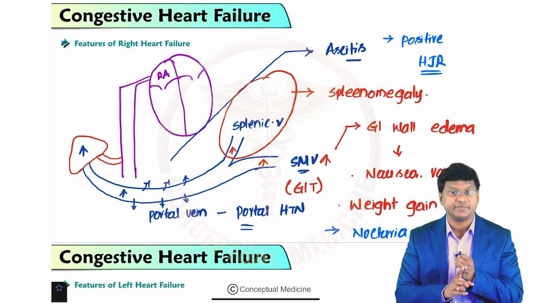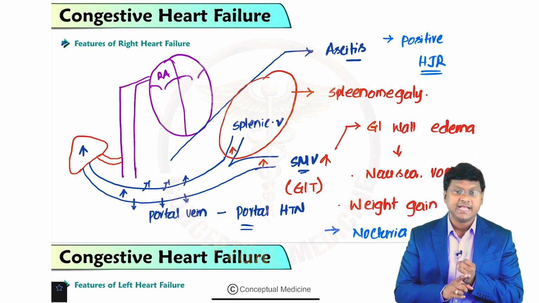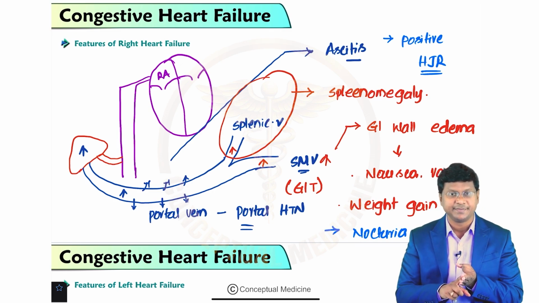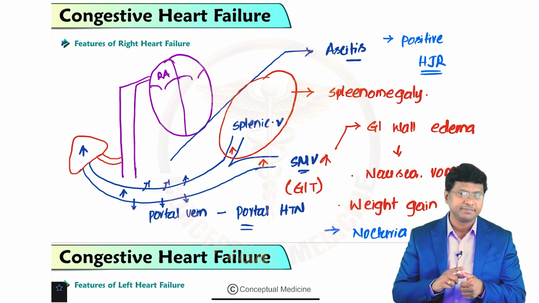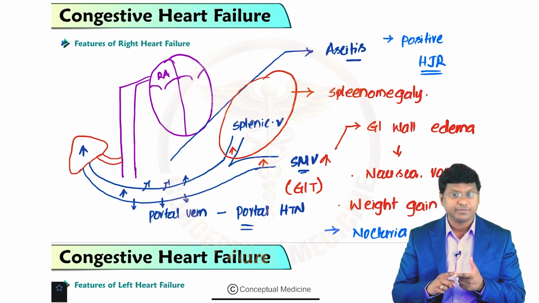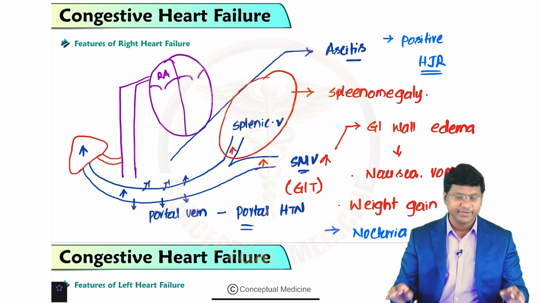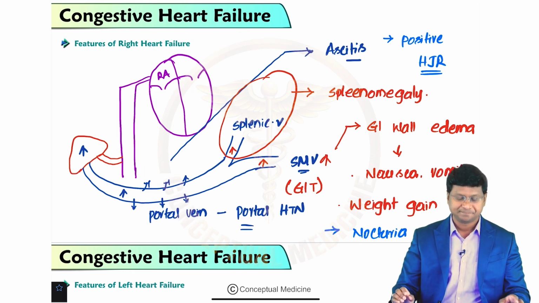The earliest sign will be raised JVP, and the other important features are tender hepatomegaly as well as pedal edema. The other features include the development of ascites, splenomegaly, nausea and vomiting, weight gain, nocturia, and there will also be a positive hepatojugular reflex.